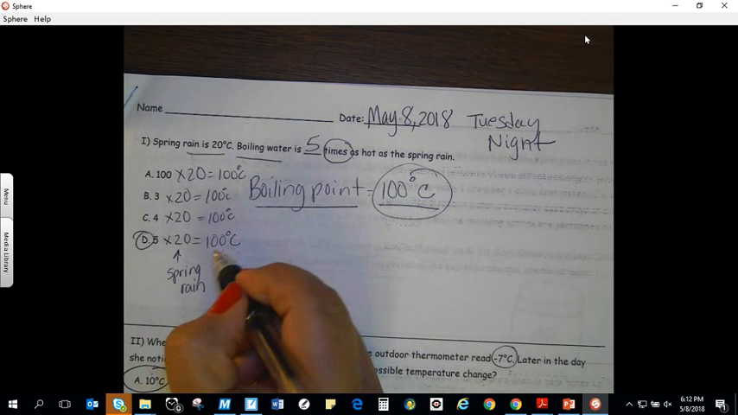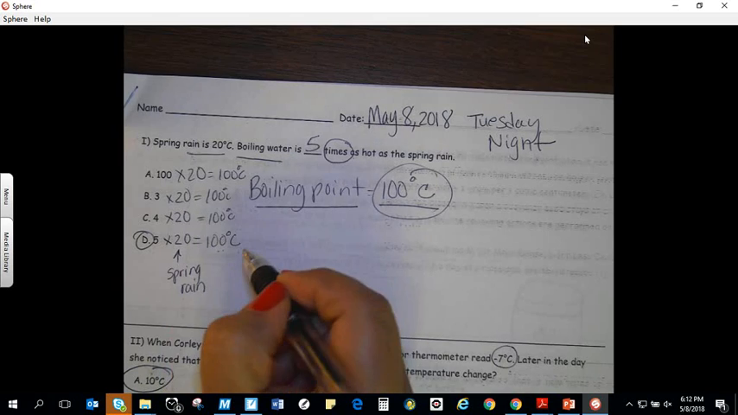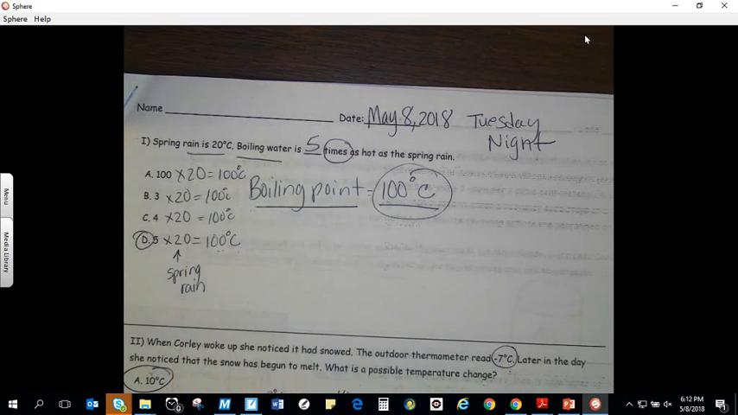So this is spring rain. And so it's 5 times as much as that. So 5 times 20 is 100, and the answer is D. Let's look at number 2.